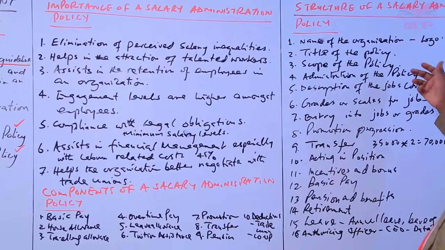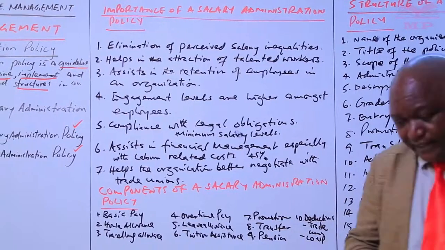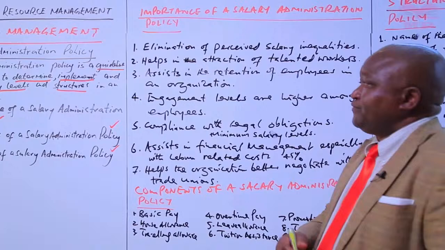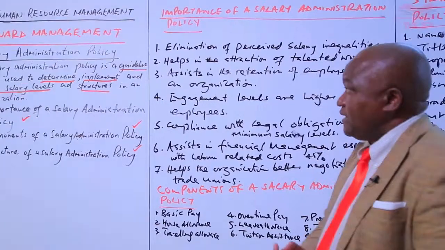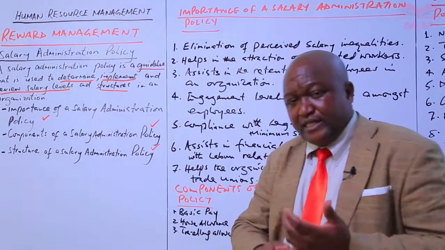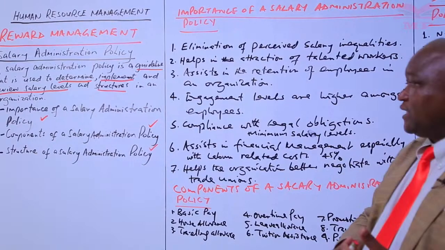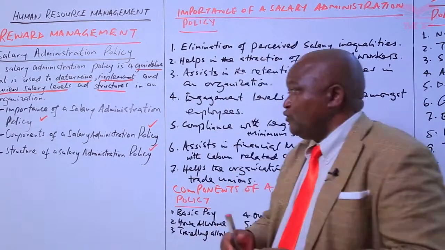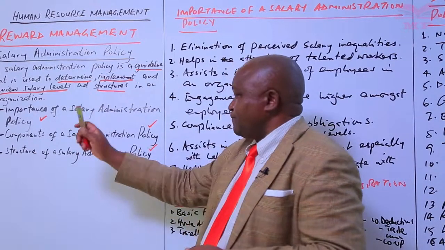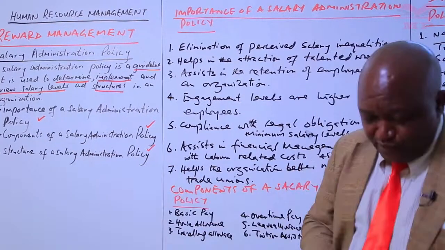This could be some of the things that could be contained there, including these other components we have also mentioned here. So dear learner, in our lesson today, we have looked at salary administration policy, and we have indicated that a salary administration policy is a guideline that is used to determine, implement, and review salary levels and structures in an organization. And we indicated that we would look at 3 areas: importance of a salary administration policy, components of a salary administration policy, and structure of a salary administration policy.